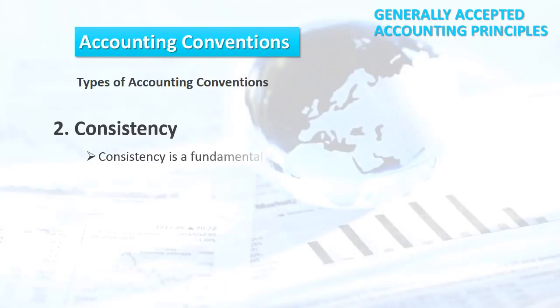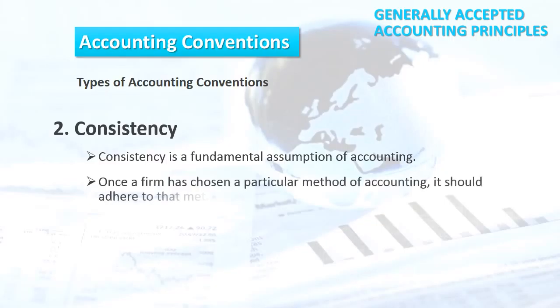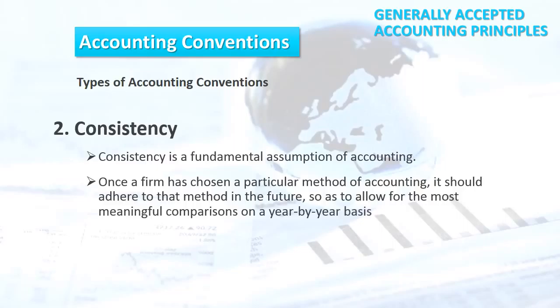Consistency. Consistency is a fundamental assumption of accounting. It is presumed, unless otherwise stated, that accounting practices are unchanged year after year. If the accounting practices are changed, the fact is to be mentioned and its impact is to be quantified. Once a firm has chosen a particular method of accounting, it should adhere to that method in the future so as to allow for the most meaningful comparisons on a year-by-year basis.